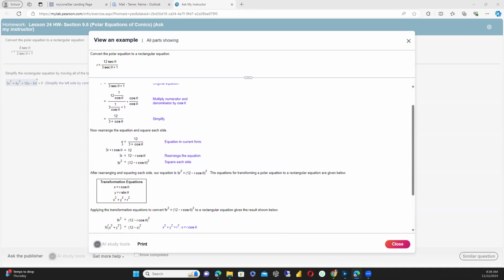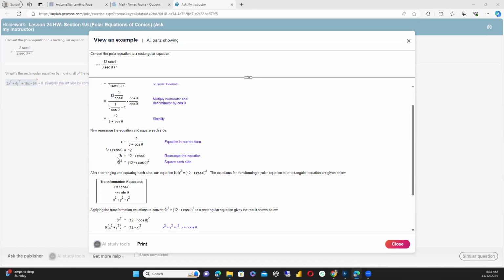Now, we don't want any r or theta in the equation, so we're going to do cross multiplication. When you do cross multiplication, you get 3r plus r times cosine of theta is equal to 12. And if you isolate the 3r by itself, you will get 12 minus r cos theta.